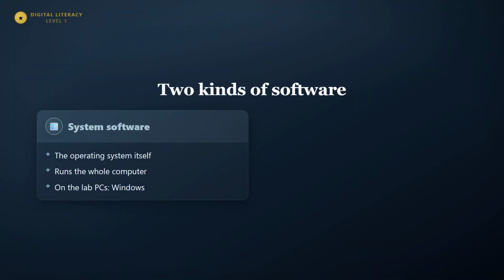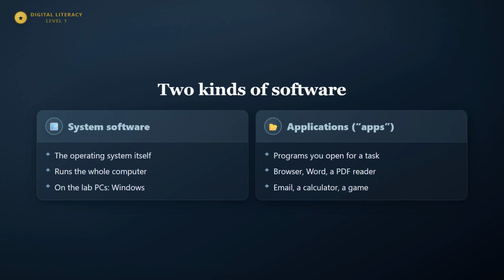Software comes in 2 kinds. System software is the operating system itself. It runs the whole computer, starts up when you turn it on, and manages the hardware for you. On the lab PCs, that's Windows. Application software, apps, are the programs you open to do a task. A web browser like Edge or Chrome, a word processor, a PDF reader, email, a calculator, a game. So, the system runs the computer and the apps do your work.